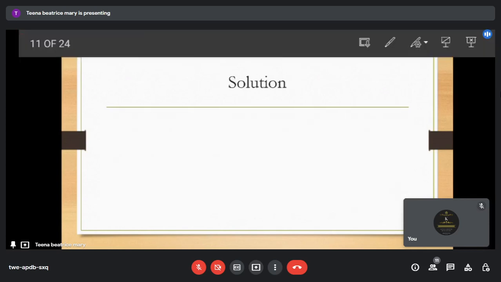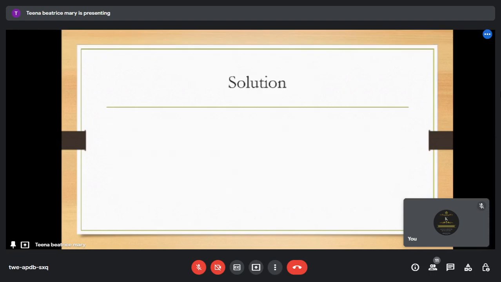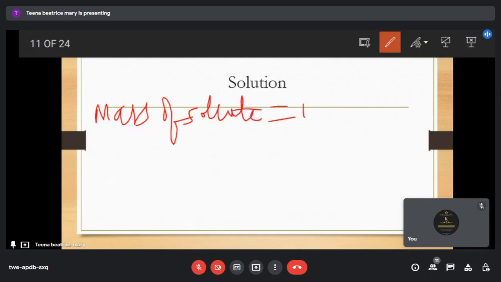So next, as usual, we have to go with the solute and solvent. For the mass of the solute, we can take the first component. The mass of the solute given here is 15 gram. And then the mass of the solvent is 60 gram.